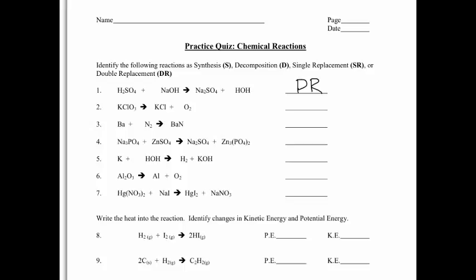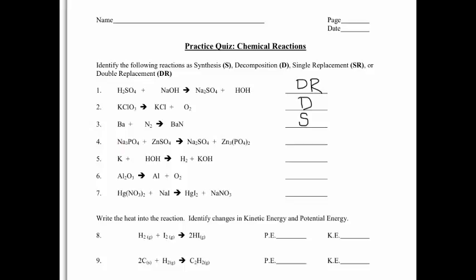On to the next example. In the next example, we have KClO3, one compound, and on the product side, multiple products. So that's going to be decomposition. Next one, we have barium and nitrogen, which come together to form BAN. So we've started with multiple reactants and ended up with one product. So that's synthesis. We've built something. We've made something from smaller pieces.